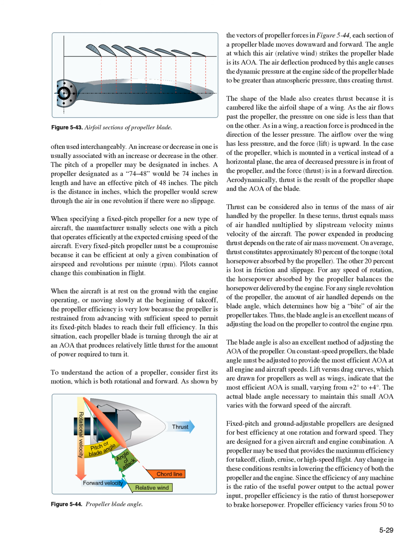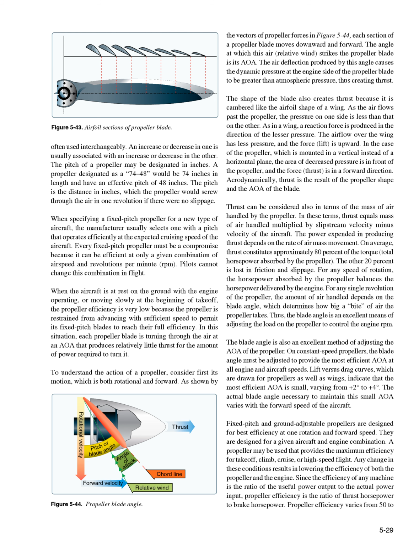Fixed pitch and ground adjustable propellers are designed for best efficiency at one rotation and forward speed. They are designed for a given aircraft and engine combination. A propeller may be used that provides the maximum efficiency for takeoff, climb, cruise, or high-speed flight. Any change in these conditions results in lowering the efficiency of both the propeller and the engine.